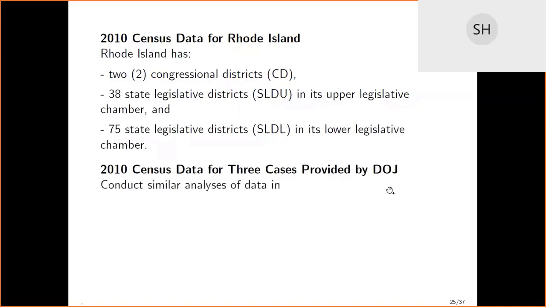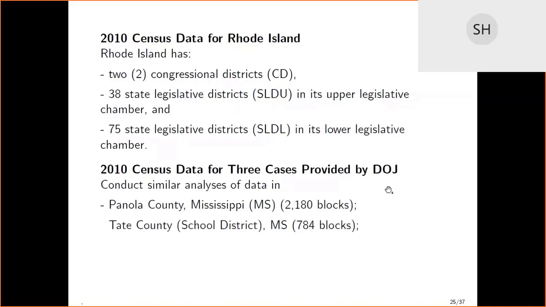And for those, we conduct similar analyses, and we look at Panola County, Mississippi. And here we're trying to focus a little bit more on smaller areas. We look at Tate County School Districts, 784 blocks to give you some size. And we look at Tylertown, Mississippi, which had 136 blocks.